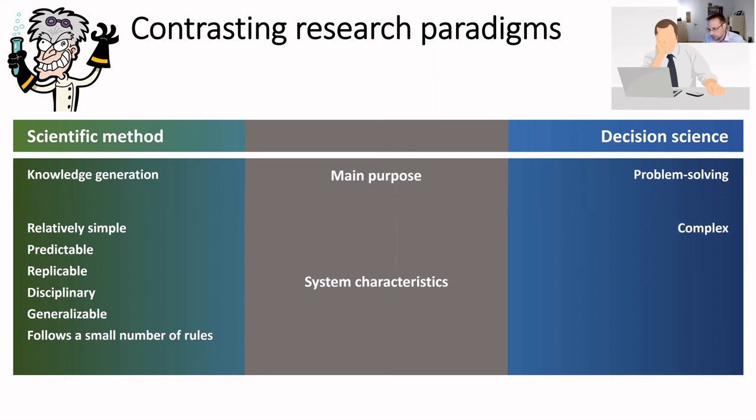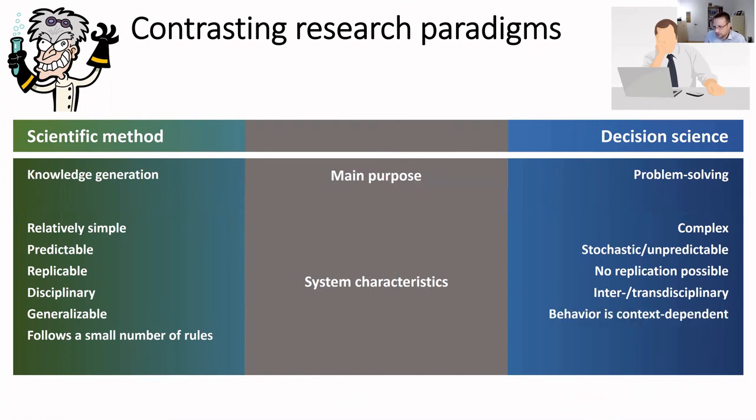Decision science is a bit different. It is designed for complex settings and it can deal with stochastic, unpredictable processes, because it's great at capturing uncertainties. It has to operate in situations where we can't replicate, because you can't make a decision 100 times and then see in which situation it produces the best outcomes. It can deal with inter- and transdisciplinary settings where system behavior is quite context dependent, and it can accommodate complex and unclear behavior rules.